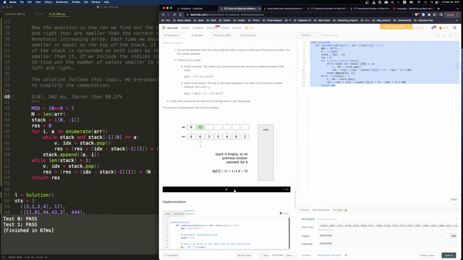6 is the smallest, and I have 2. Okay. 3 is smallest, so in this it is going to be 1, 2, 3. Okay.